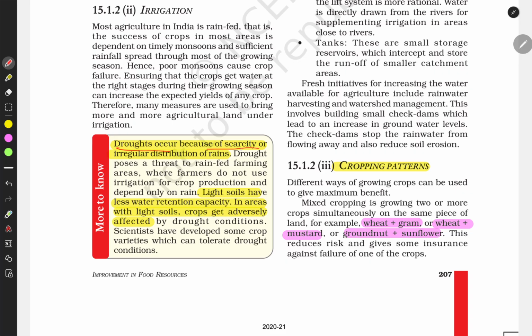Drought occurs because of scarcity or irregular distribution of rains, and light soil has less water retention capacity. In areas with light soil, crops get adversely affected.